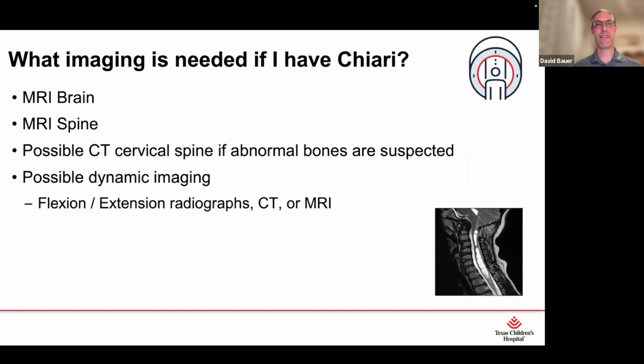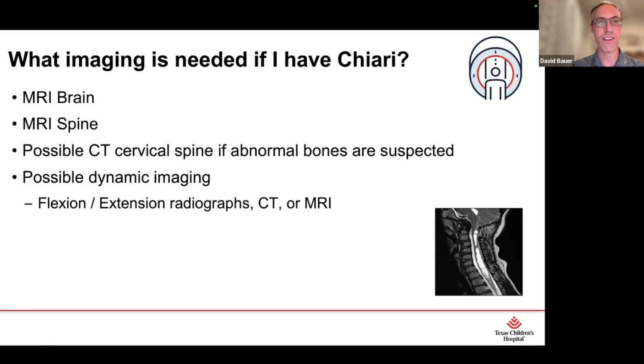So what imaging is needed if I have Chiari? Well, typically we'll order an MRI of the brain and an MRI of the spine. This looks for any problem in the brain, like hydrocephalus or a tumor. It evaluates the Chiari. It also evaluates the spine for spinal problems, such as fluid in the spinal cord, syringomyelia, or something called a tethered cord.